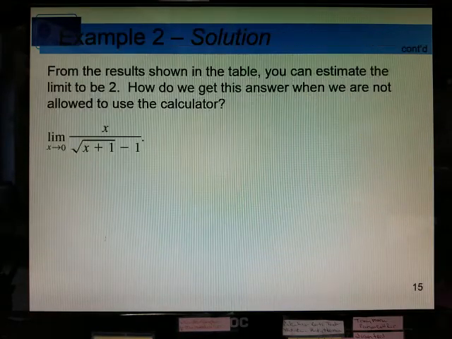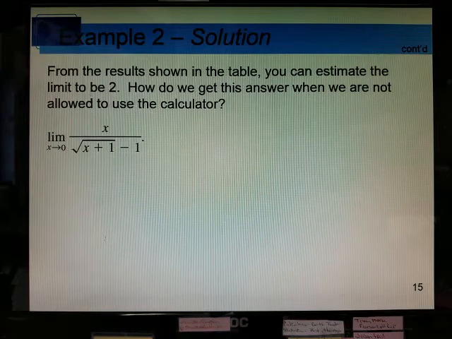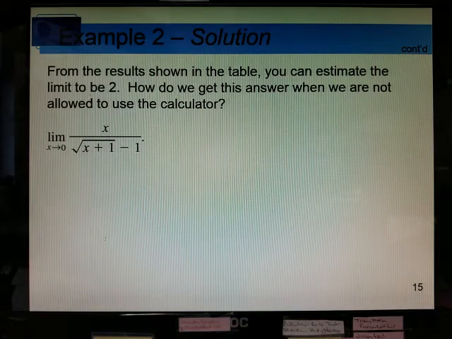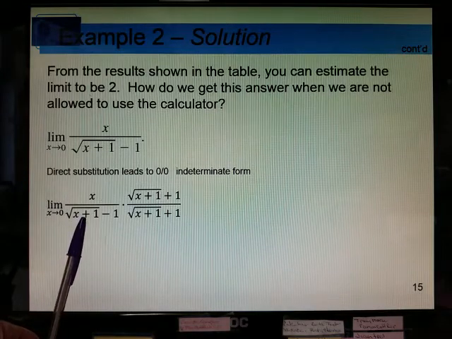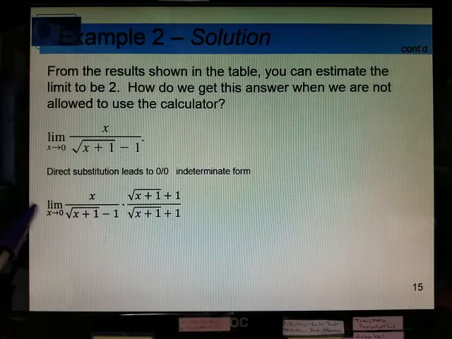So if we did this without the table, what we will do is we want to rationalize that denominator. We want to get rid of the square root in that denominator. We want to multiply by its conjugate. So we're going to multiply by the square root of x plus 1, change this sign, that's why it's the plus 1. Now in the numerator, never FOIL it out, never distribute it out.